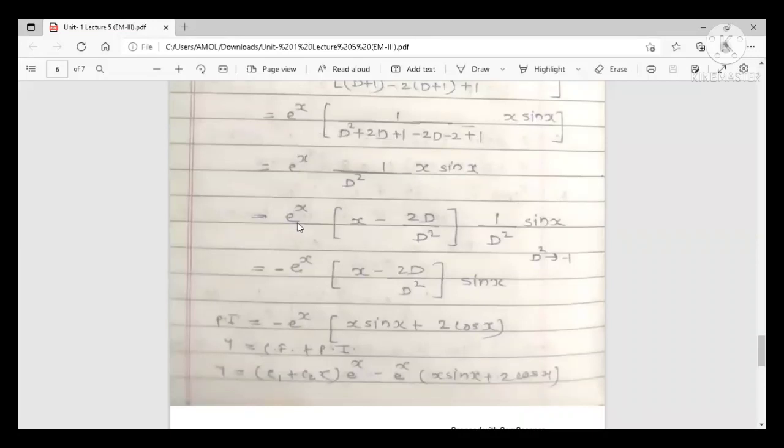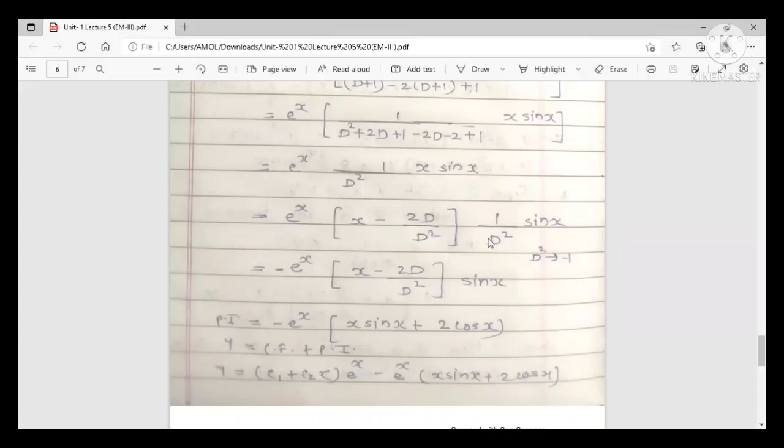E raised to x as it is, because the work of x is over here, e raised to x means the exponential function as it is. Now solve for x into v. The formula is x minus phi dash of d. Phi dash of d means derivative of d square. Derivative of d square is 2d. So write in numerator 2d upon d square, because phi dash of d upon phi of d, phi of d is d square. So write in denominator d square, bracket complete, into 1 upon phi of d.